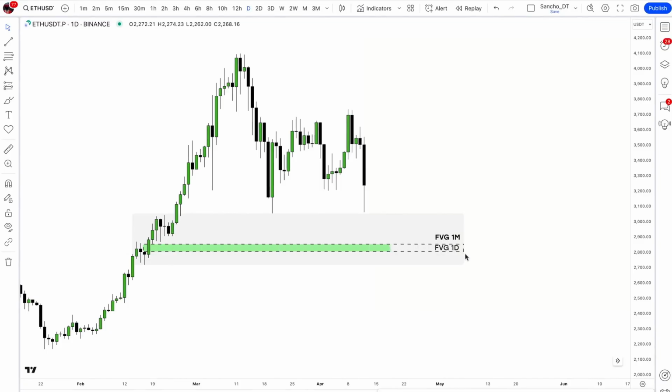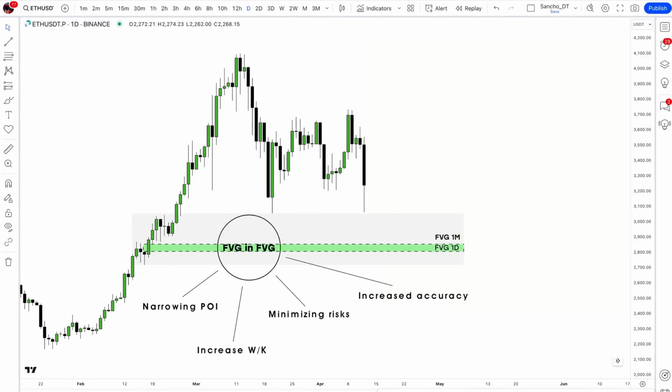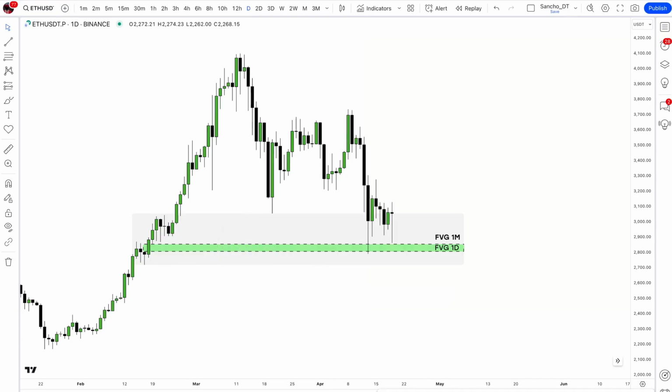Consider an example: refining a monthly imbalance on a daily time frame. This approach not only narrows the potential zone of interest, but also increases forecast accuracy. You minimize risks and increase the likelihood of successful trades. This method allows you to focus on key levels where price reactions are most likely to occur, eliminating the need to chase the chart for a reversal point.